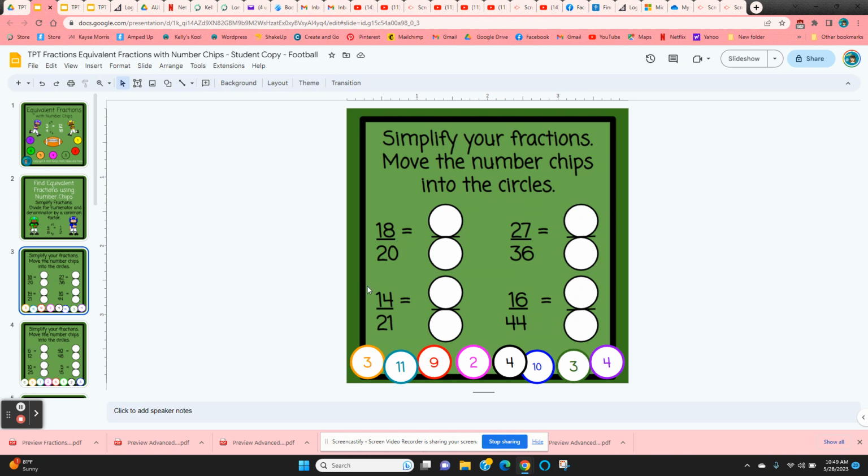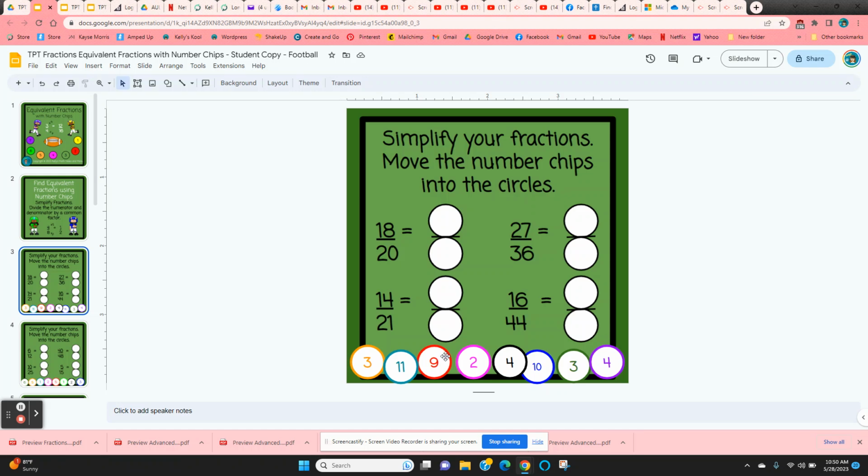So on slide 3, students are going to simplify these fractions using these number chips. All of the numbers they need are on every slide. So if you get down to the last problem and the numbers aren't working, they know they've made an error somewhere. So the first one, if you divide the numerator and denominator by 2, you get 9/10.